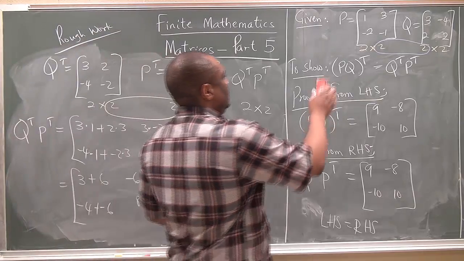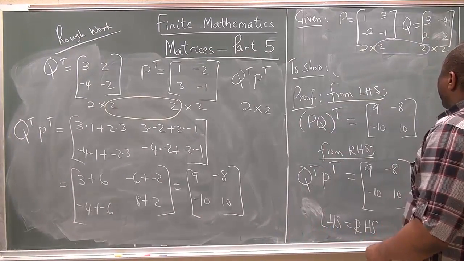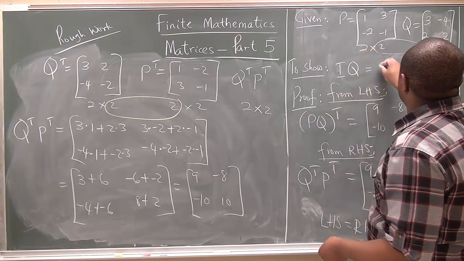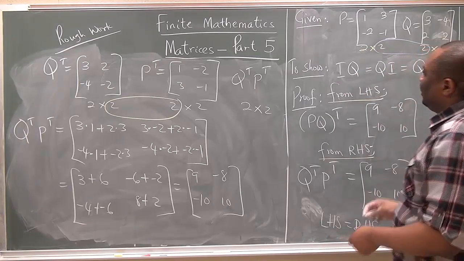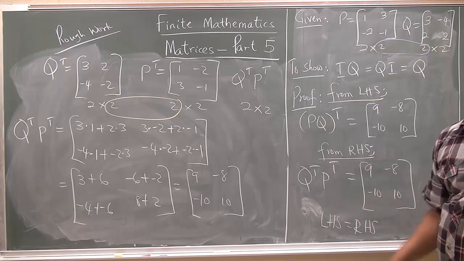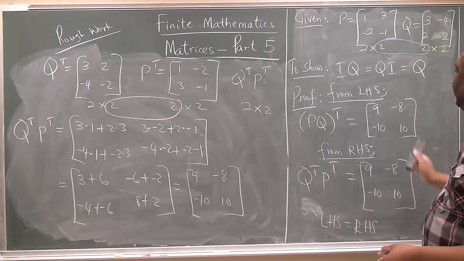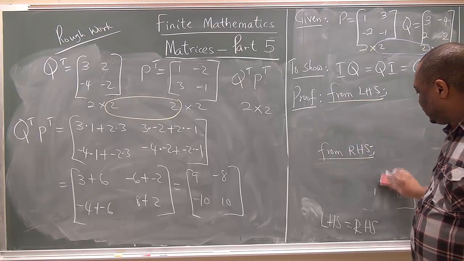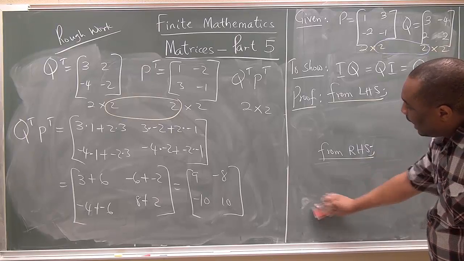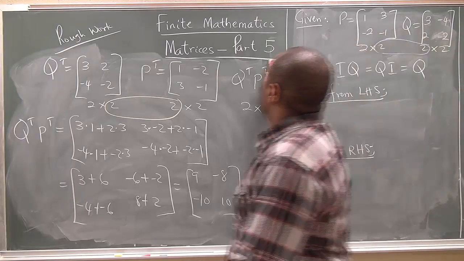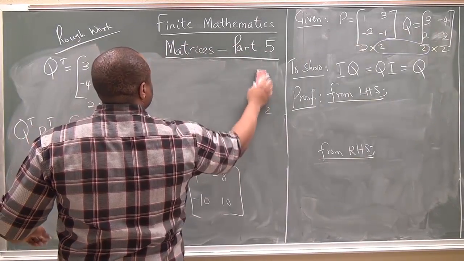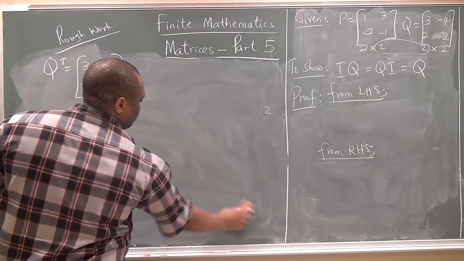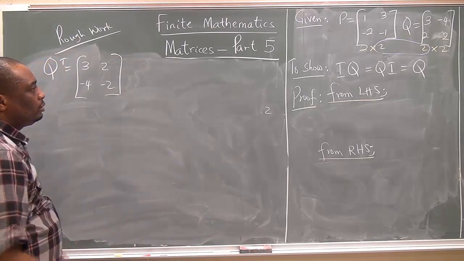Show that IQ, this is not your intelligence quotient, okay? Is equal to QI equal to Q. Now, I hope you know what I means. What does it mean? Identity matrix. We discussed it. We talked about it in the first video. Identity matrix. So we only need Q. We don't need P. IQ is equal to QI equal to Q.